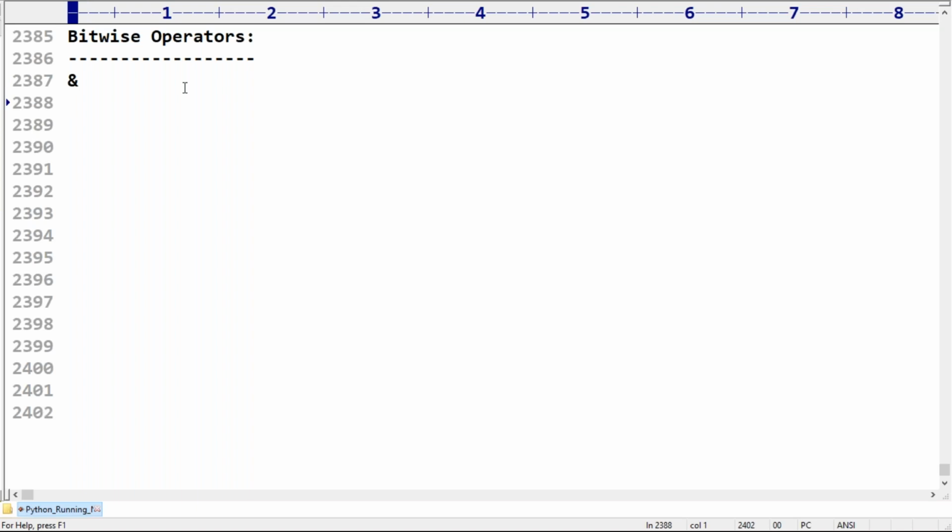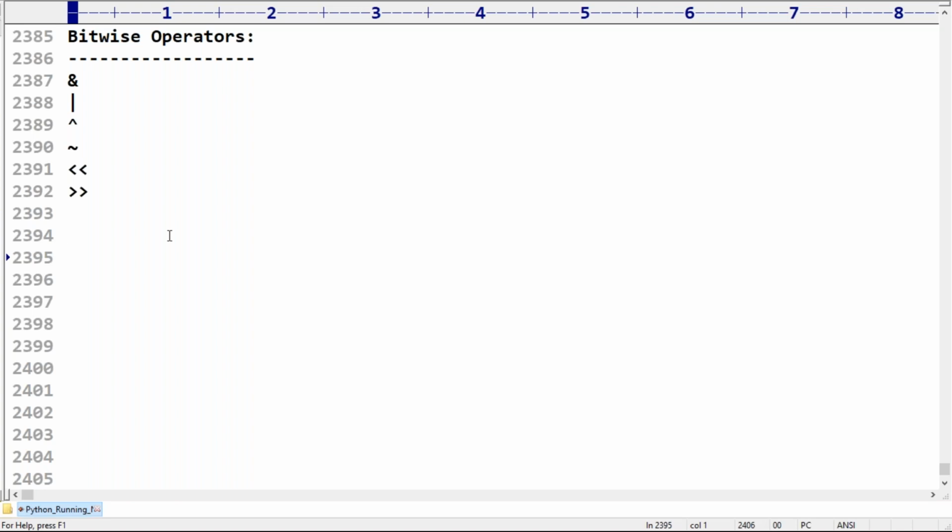AND operator, OR operator, XOR operator. Observe that, not NOR, XOR operator. Next, the tilde symbol means bitwise negation, then left shift and right shift. These operators are by default considered bitwise operators. Remember carefully. So why the word bitwise? Because these operators are evaluated bit by bit. That's why they are called bitwise operators.